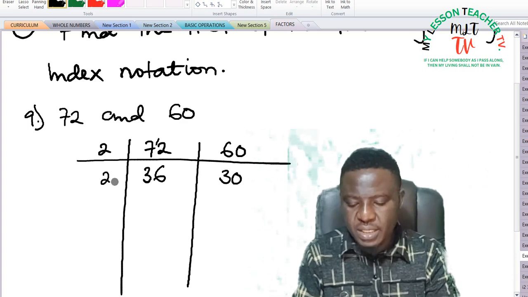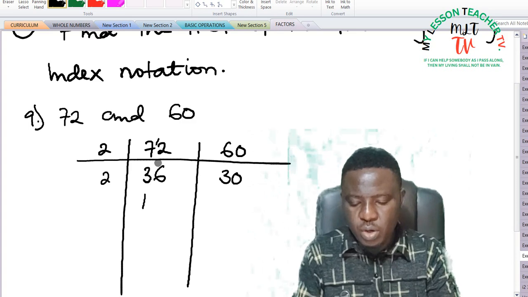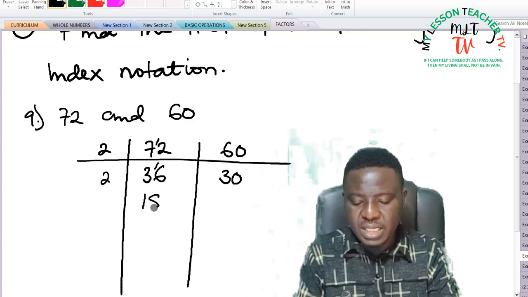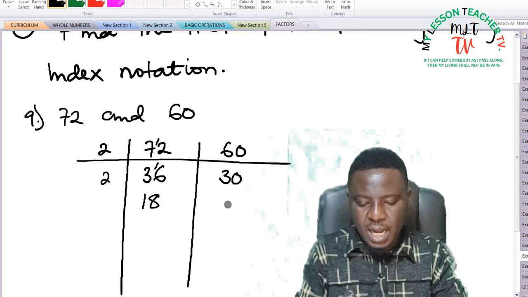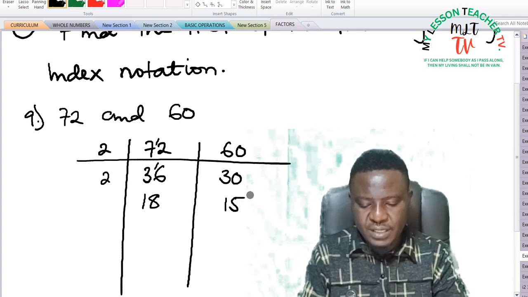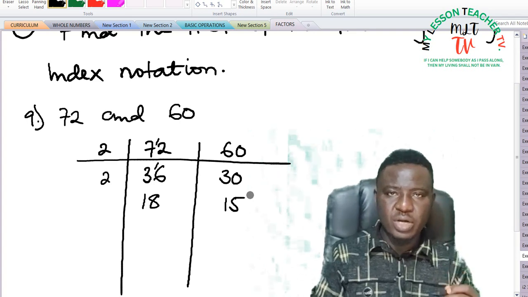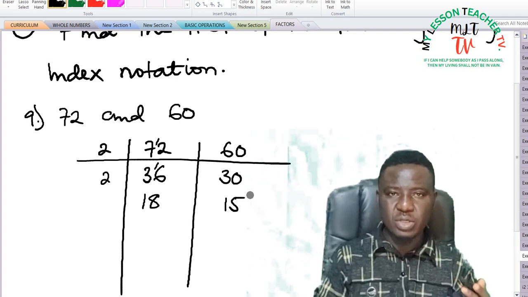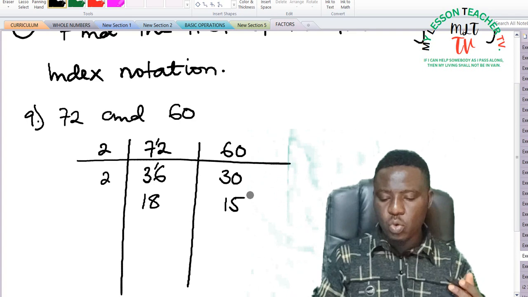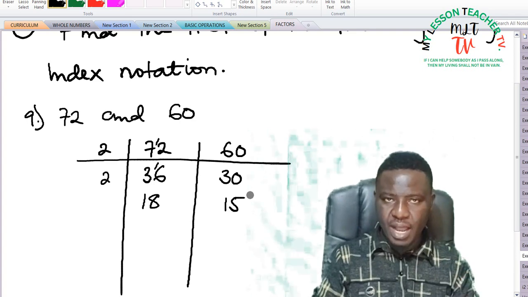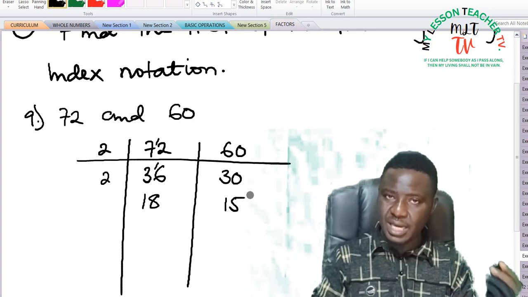2 can still divide. 2 into 3 is 1 remainder 1. 2 into 16 is 8. And 2 into 30 is 15. Can 2 divide? 2 can divide 18 without a remainder, but 2 cannot divide 15 without a remainder. So, we test for the next higher prime number, which is 3.